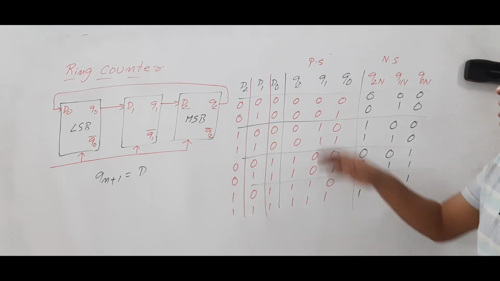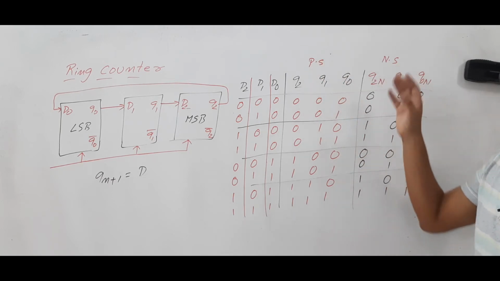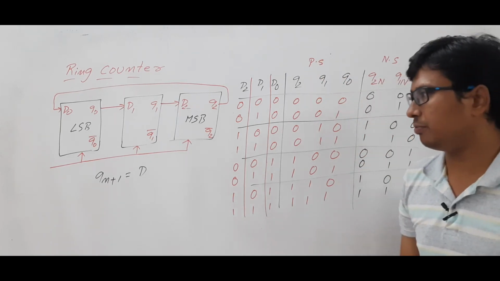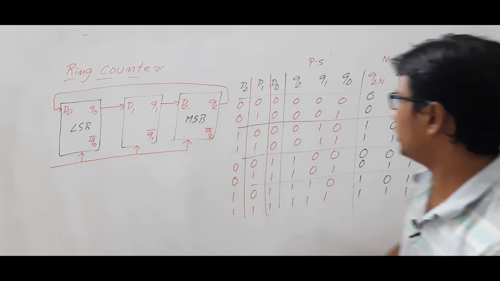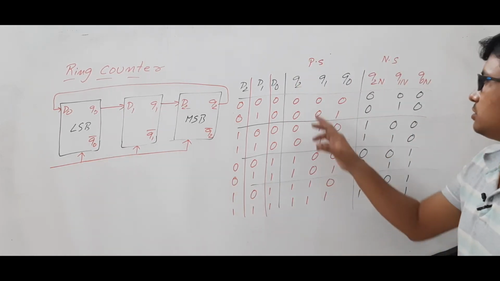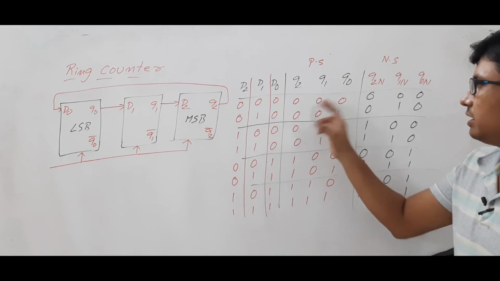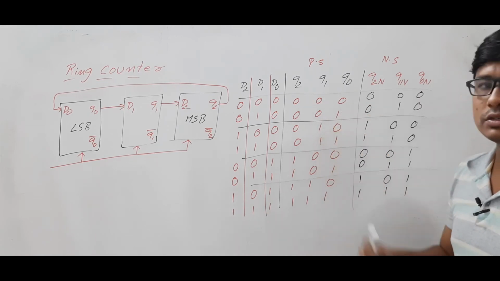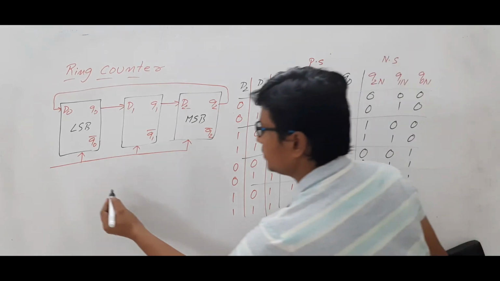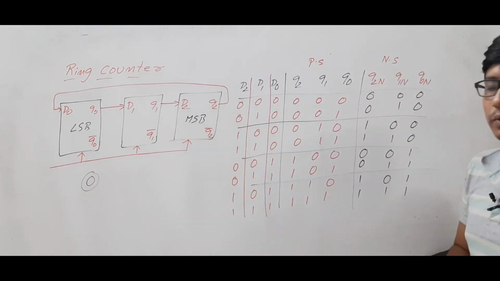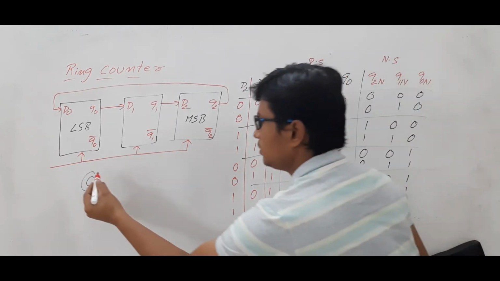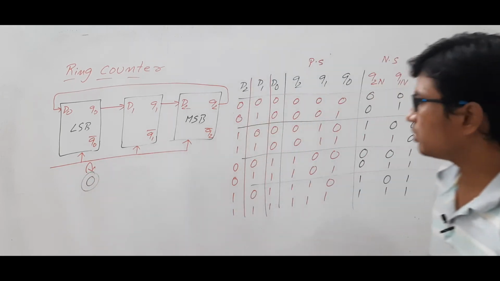So we got the present state and the next state of each flip-flop. Now we will check what is happening with this one. If you look at it, 0, 0, 0, I will make it a decimal number. What is 0, 0, 0? It is 0. From 0, where are you going? To 0 only. So write it: from 0 you are going to 0 only.